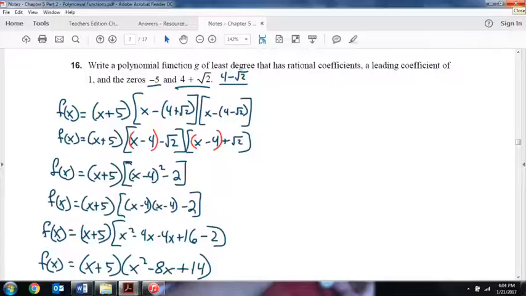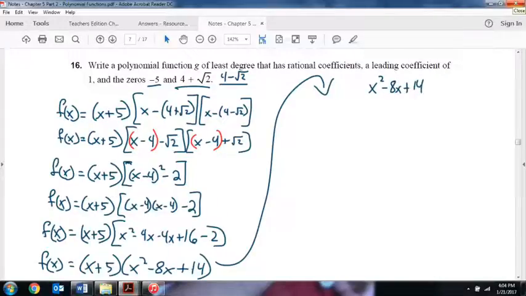Alright, let's regroup at the top and we'll multiply them out. I have x squared minus 8x plus 14 times x plus 5. So 5 times 14, 5 times 4 is 20. So 50 plus 20 is 70. That's 70. 5 times negative 8 is negative 40. 5 times x squared is 5x squared. X times 14, that's a positive 14x. X times negative 8 is negative 8x squared. And x times x squared is x cubed.